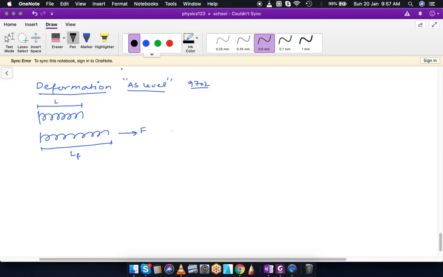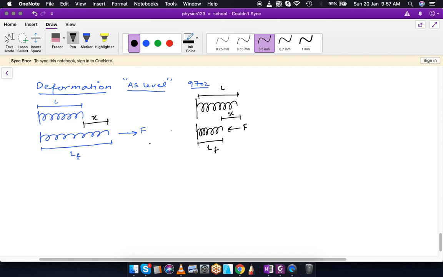Now, extension would be the same as the change in length, and let's call it x. Similarly, it can also be done if this spring has a length L and then you apply a force inwards which compresses the spring. So now the new length would be LF, and the change in length that we call extension is going to be x, which is this.